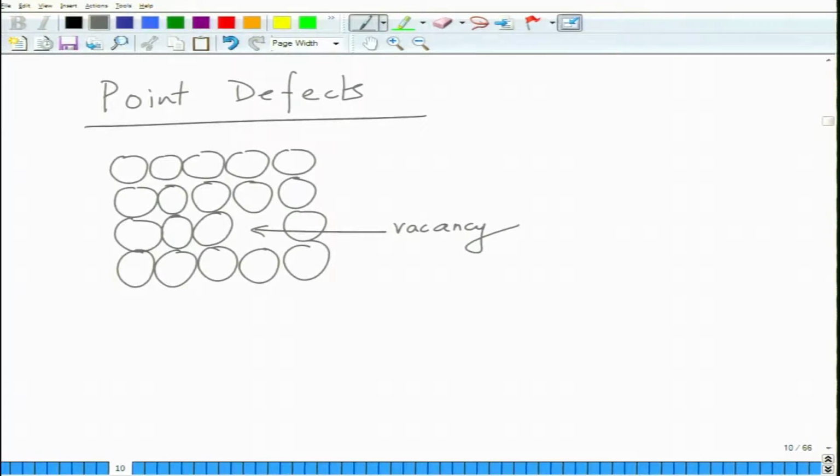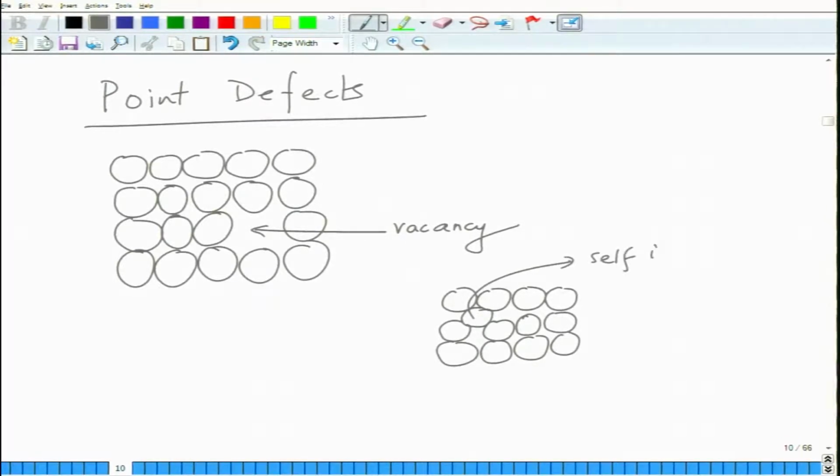Okay. You can have a self interstitial, for instance, you can have a structure again in this fashion. There is one atom of the same type which is squashed somewhere here. As a result, it has dilated the lattice to some extent. So, there is a lattice distortion, this is called a self interstitial.